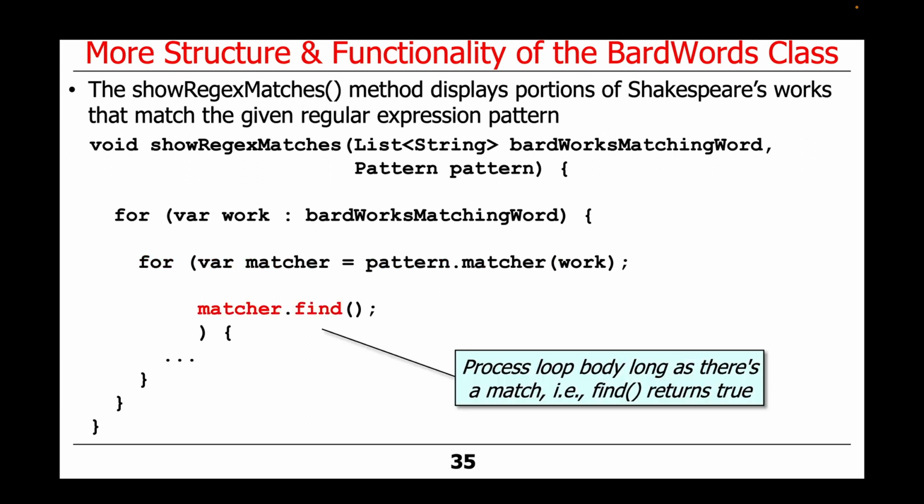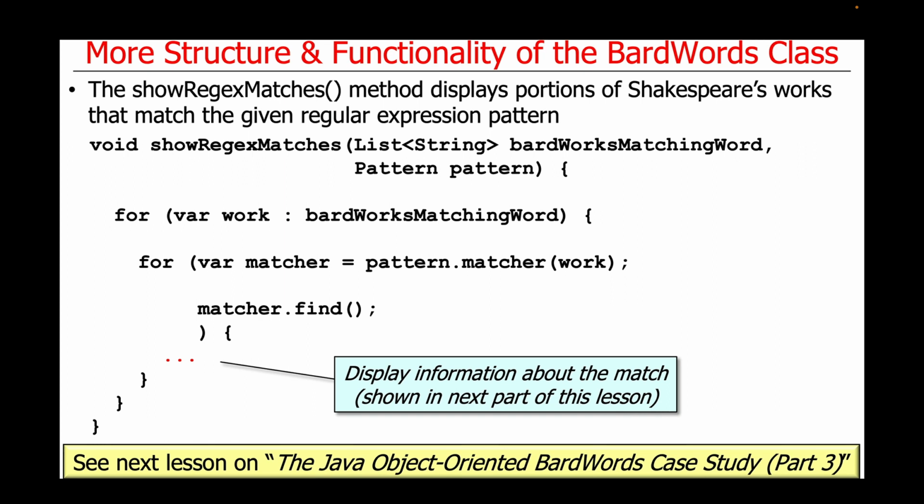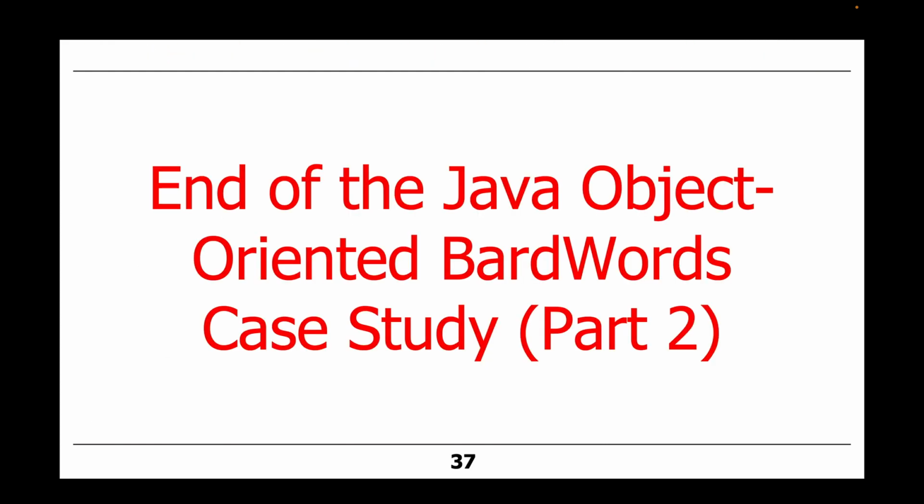This for-each loop will process its loop body as long as there's a match. In other words, as long as find returns true. The body of this nested for-each loop displays information about the regular expression matches that occur. And we'll show this in the next part of the lesson when we walk through the code from start to finish. So that's the end of the second part of our case study on the Java object-oriented BardWords program.